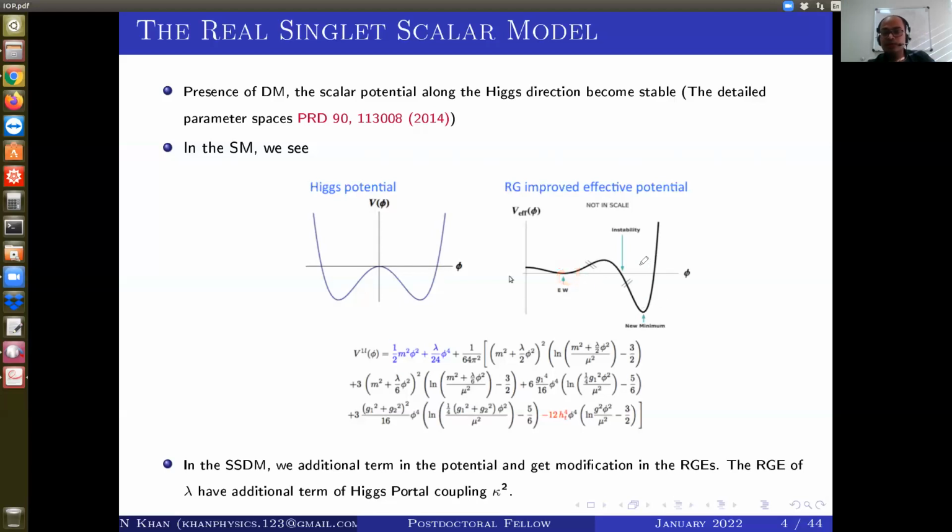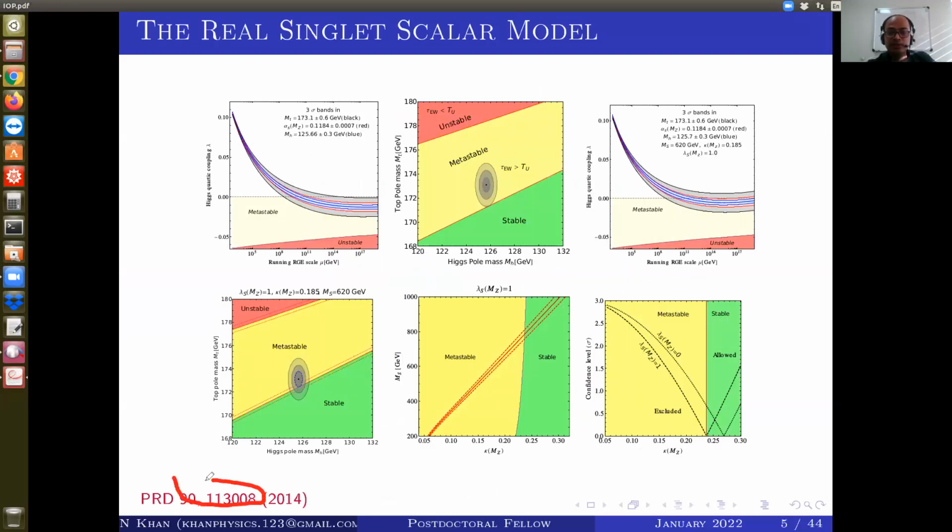If this minima is just above this side, or if the transition lifetime is greater than the lifetime of the universe, then it is metastable. Or if the lifetime of this minima is less than the lifetime of the universe, then it is unstable. So present data suggests that for the standard model parameters, Higgs mass, top mass, alpha s, and all the other masses, the electroweak minima is in a metastable state. And we have seen that in the presence of an extra singlet scalar, it gets an additional correction, and it goes towards stability. In this paper we have done this detailed stability analysis in the presence of a singlet scalar. So this plot and this plot are only for the singlet scalar.